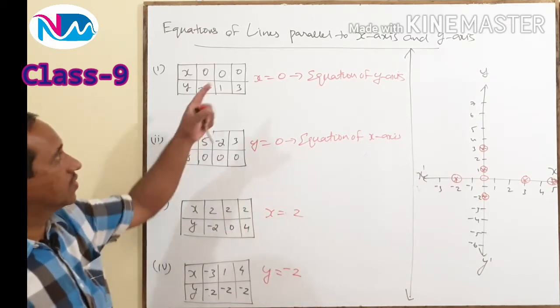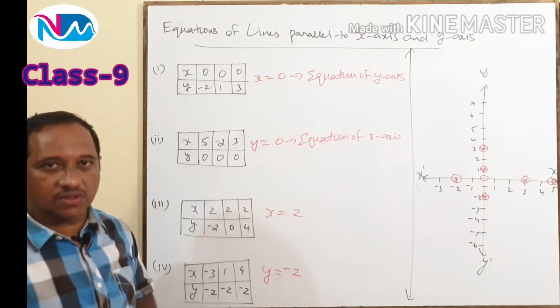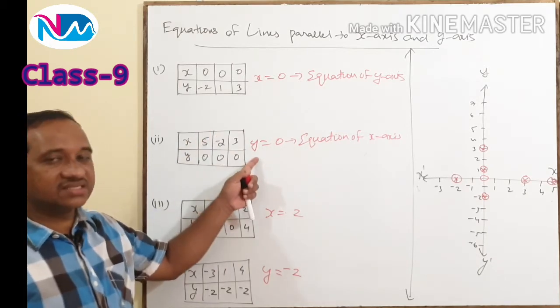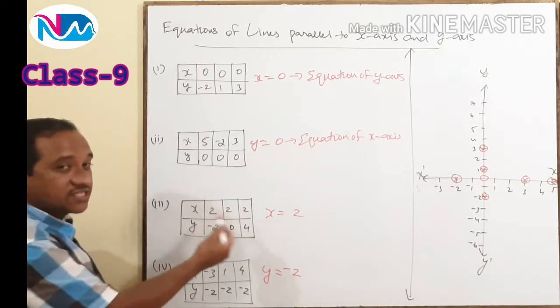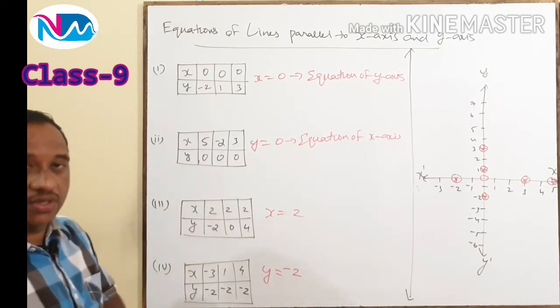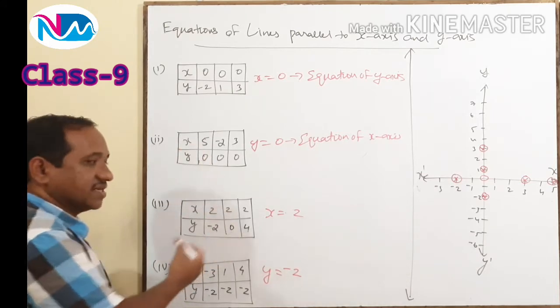So the equation of y-axis is x is equal to 0. Equation of x-axis is y is equal to 0. Now let us see what happens to these points and what kind of graph do we get in this case.